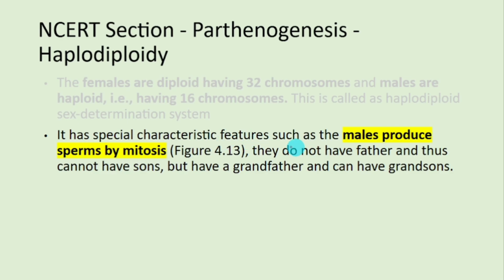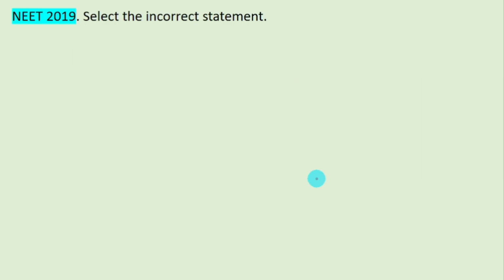Now see, this statement is interesting. I have already covered that males produce sperms by mitosis, and focus on this statement: they do not have a father and thus cannot have sons, but they have a grandfather and can have grandsons. This statement can be asked in true or false or two-statement based questions. So please note this also. Now based on this topic, we have just a few questions here.